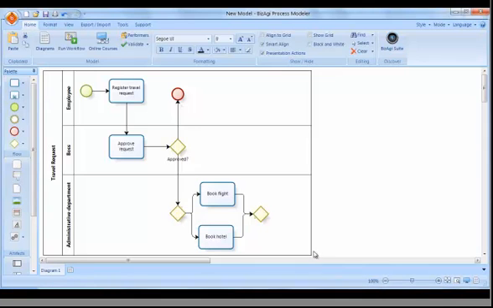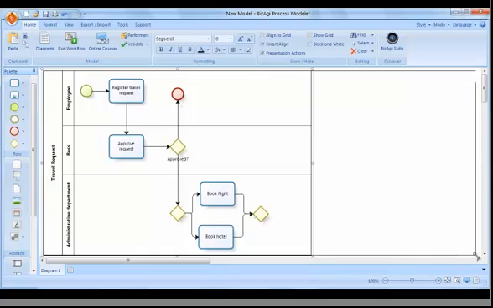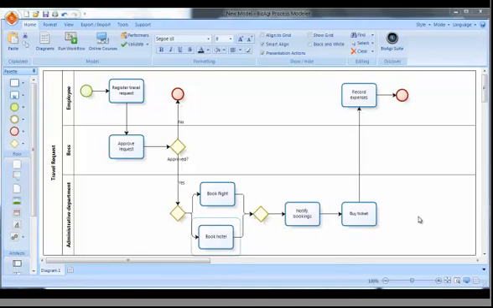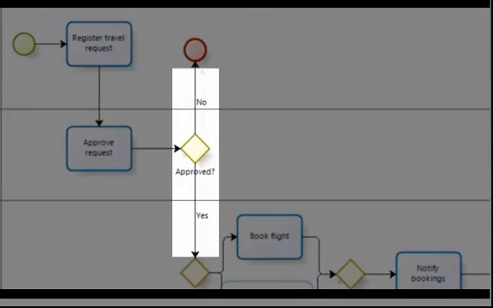To change the size of your pool, drag the pool's corner until you reach the desired size. To edit the description of any element, double-click on the element and enter the desired text. An exclusive gateway represents a flow point where there are two or more alternative paths, but only one of them is valid. Here, the boss will approve or reject the travel request.